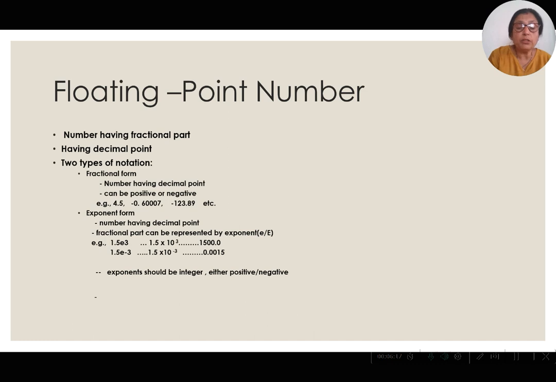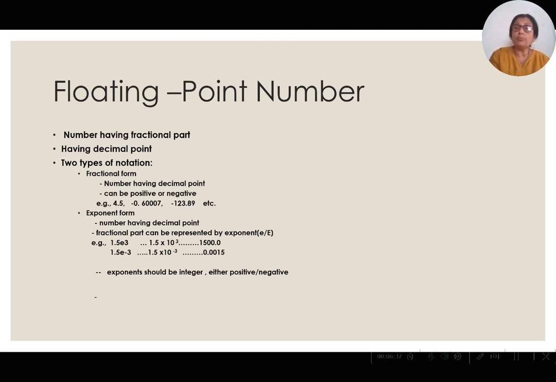Now look at this example. The exponent is 3. Since it is 3, it will move 3 places towards right. So 1.5: the 5 is already there, so 2 more digits will be added. So what are the digits you will add? That is zeros. Okay, the next example is the minus 3.